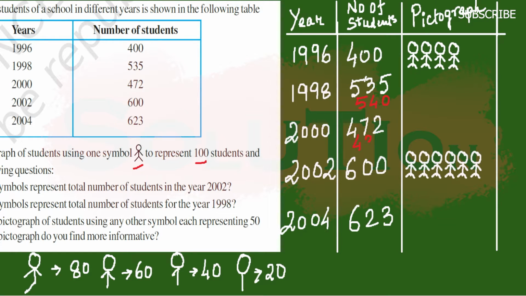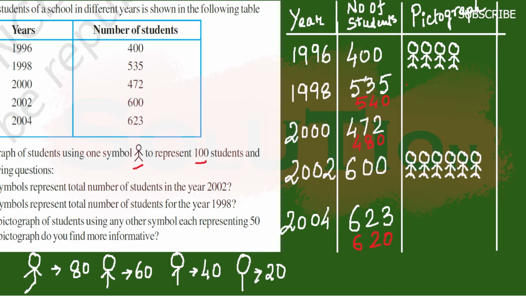472, we are taking it as 80. Okay, so I have increased here by 8, and 623 we can take as 20. So somehow I have increased here more than I decreased. Now we'll be representing 540 instead of 535.